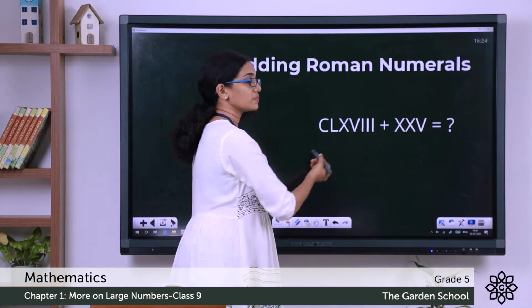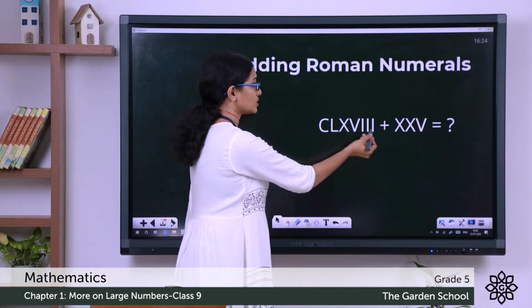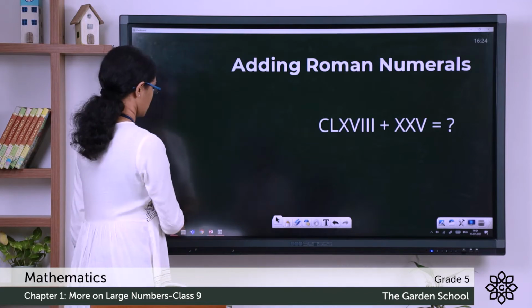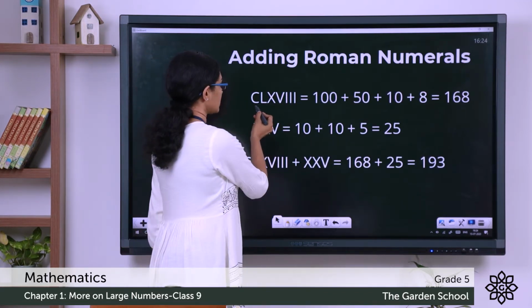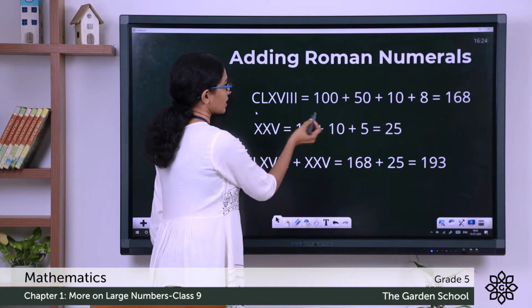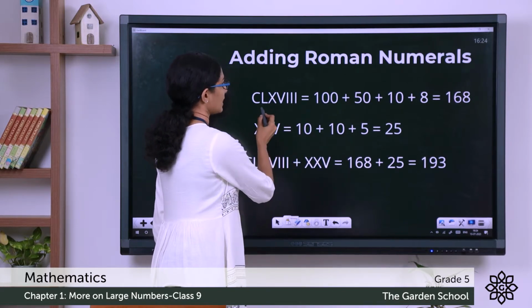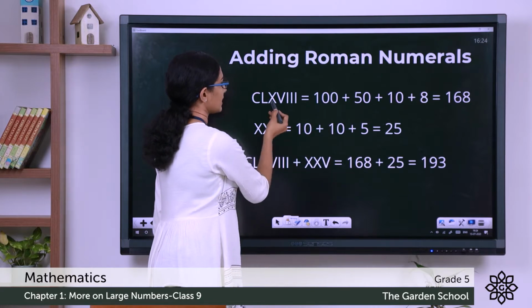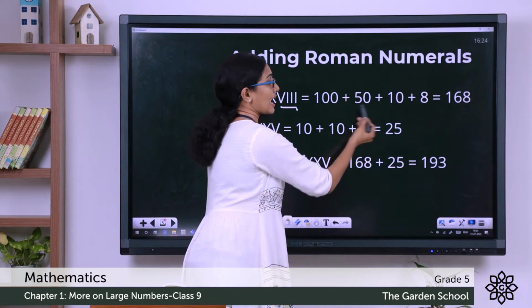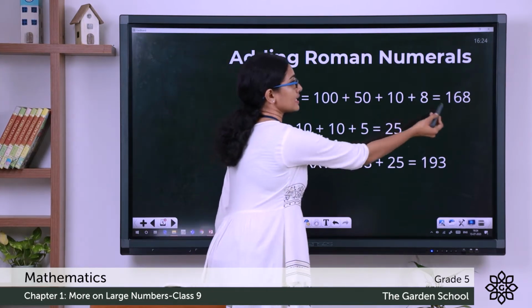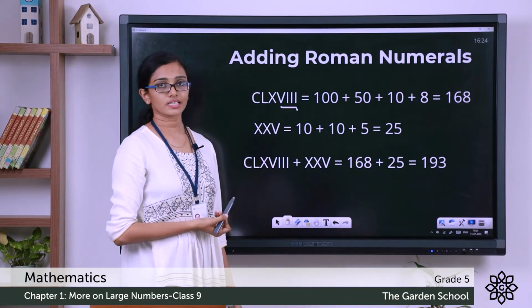So first we will find out the equivalent number for each of these numerals. So the first number can be written like this. Here C represents 100, L is for 50, X represents 10 and this is for 8. So adding all the numbers, we get the equivalent value as 168.